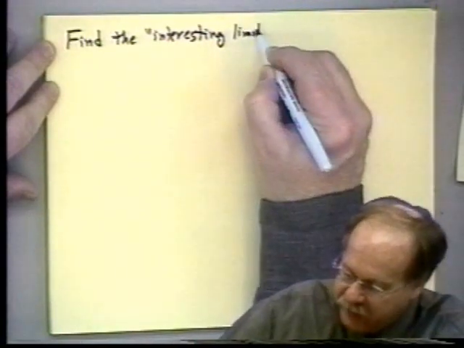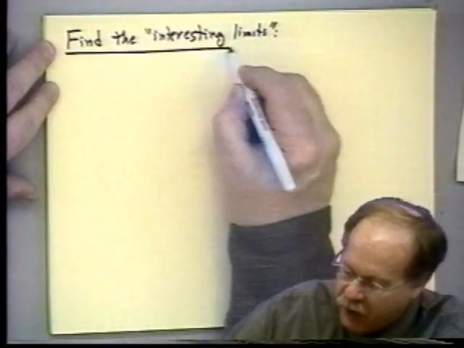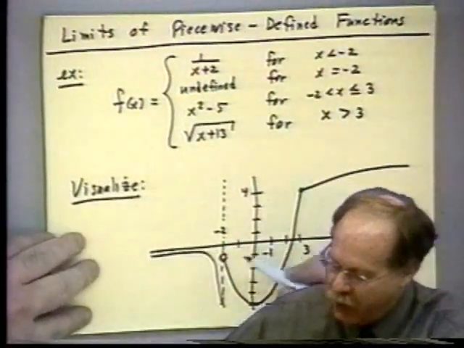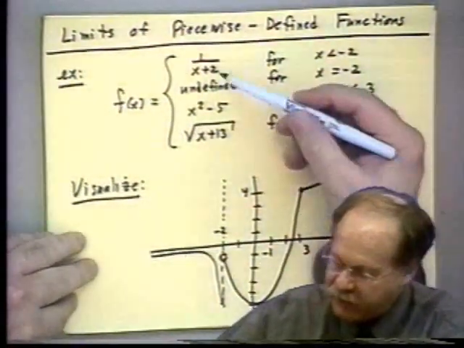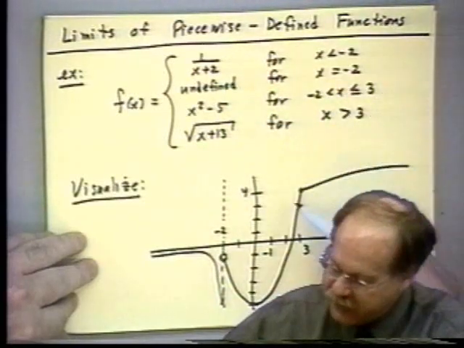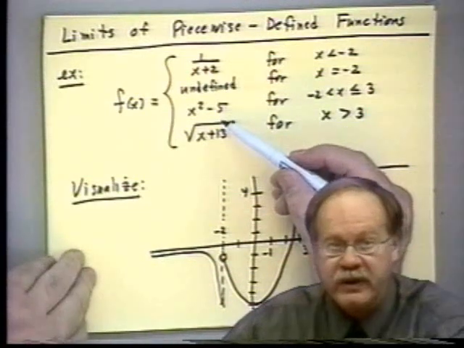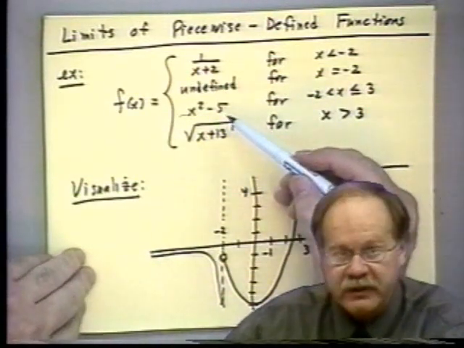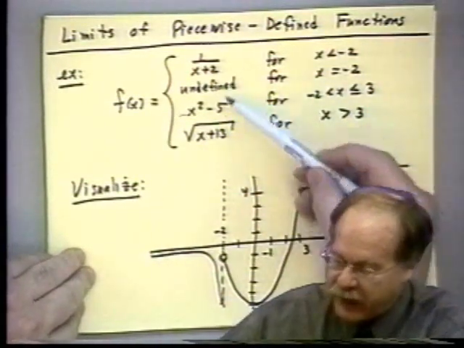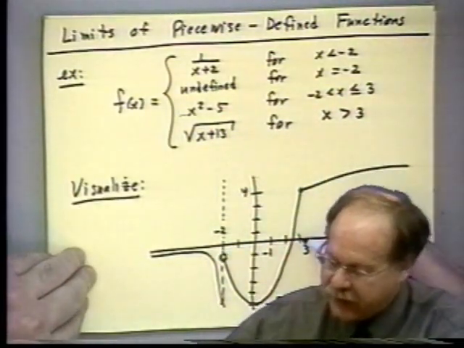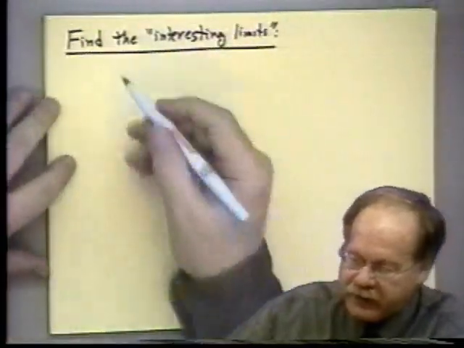The interesting limits are those that occur where the breaks occur, where the function is broken. Here's the picture of the function again. Because in between the breaks, for example at x squared minus 5, that's a simple parabola. We know what that looks like and what its limits are going to be. What we don't know is what happens when these pieces meet. So we're going to look at minus 2 and 3 and examine the limits there.